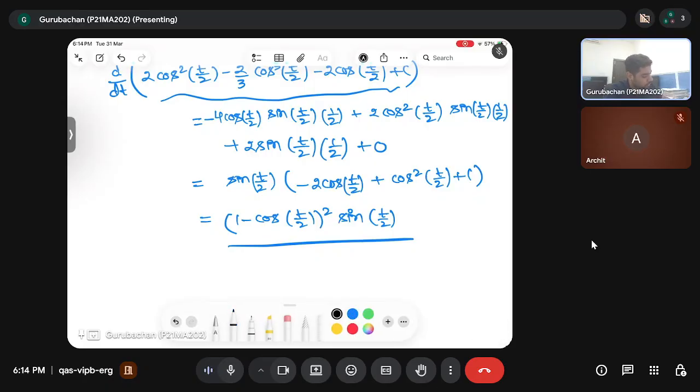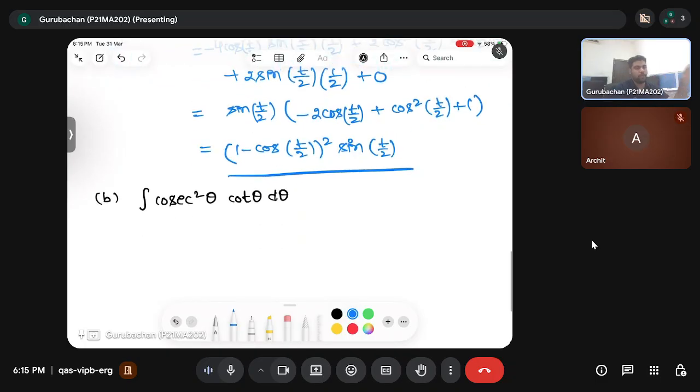So the next one, try this on your own: cosec square theta into cot theta d theta. You cannot even integrate this integrand directly. You need to substitute something, that you have to think about yourself. What you have to substitute, and then what will be the value of this integration. Try this.